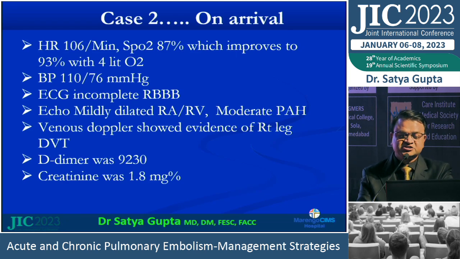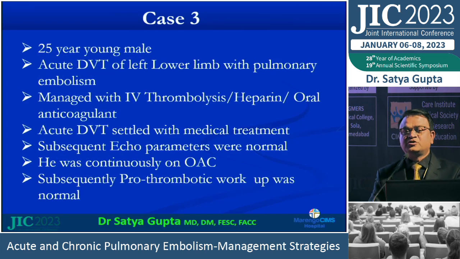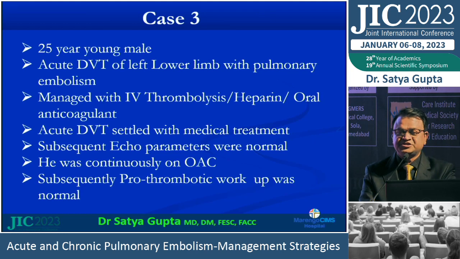there was moderate PH, venous Doppler suggestive of DVT of the right leg, and D-dimer was more than 9,000, and creatinine was 1.8. So in this patient, I did not do the pulmonary angiography because creatinine was borderline. She was an 83-year-old female, and echo was very much suggestive of acute pulmonary embolism, but she was stable.